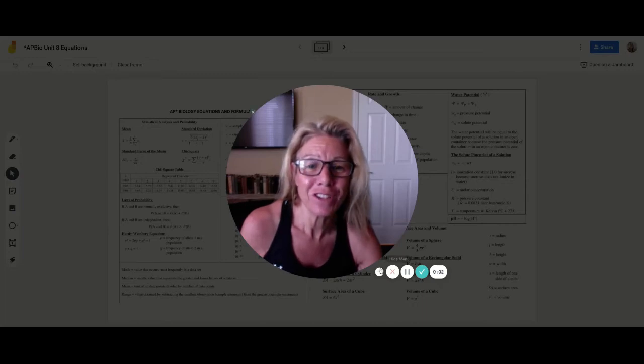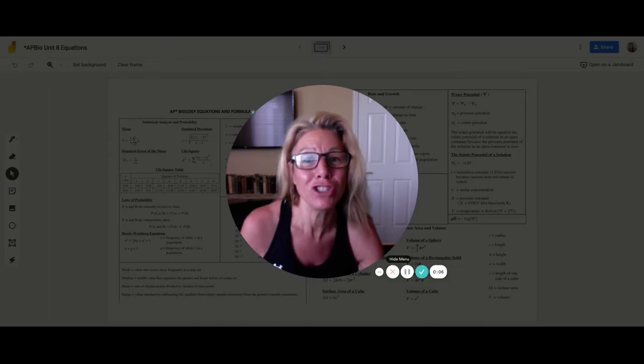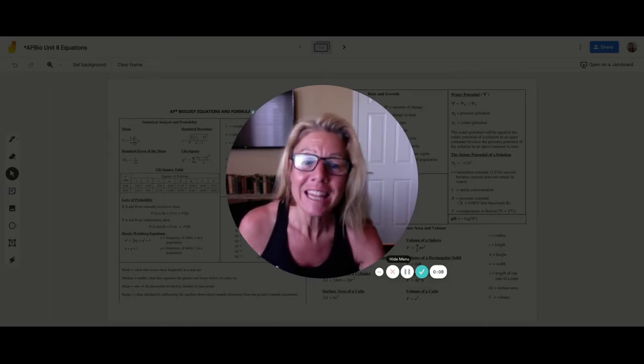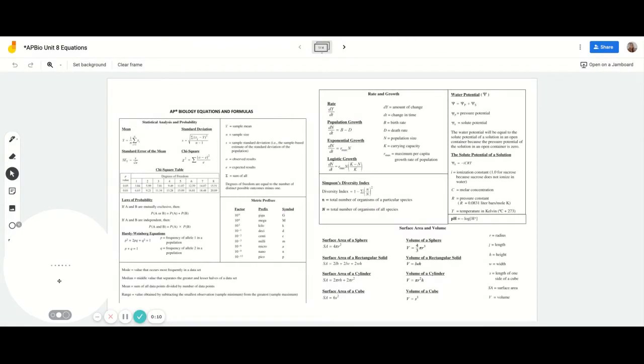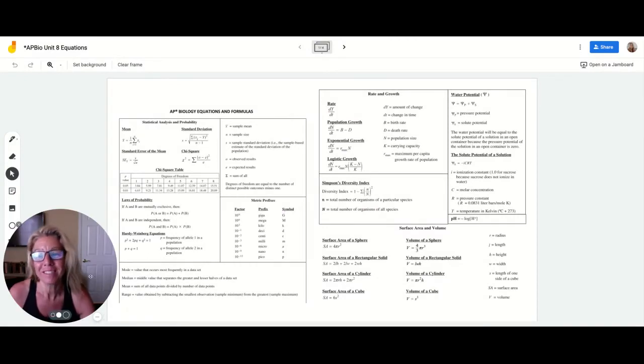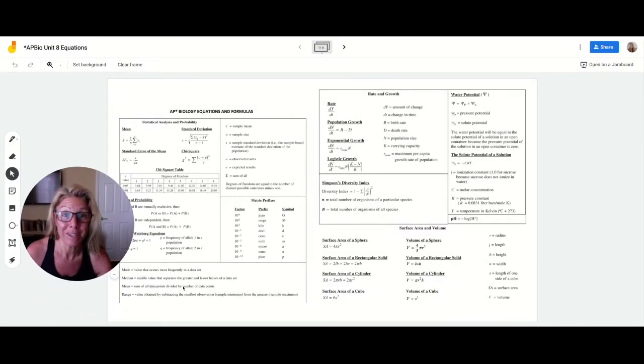Hi, I am Mrs. Sloan, and this is part of the series on the purpose and the practice behind the AP Biology equations and formula sheets. These are the formulas you're going to need to know in order to be successful on your AP Bio exam. There are several of them, and today I'm going to do Simpson's diversity index.